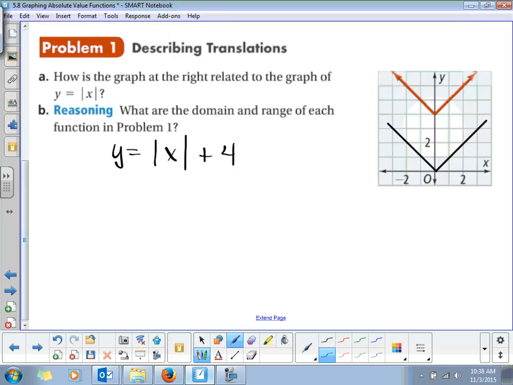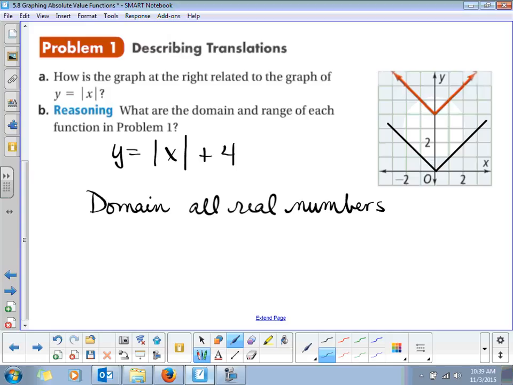So the domain is all real numbers. The domain is all real numbers. Now, the range, okay? If I'm looking at that red graph up there, what values will be the y values? Look at this. What values on the graph will I get for that absolute value graph?